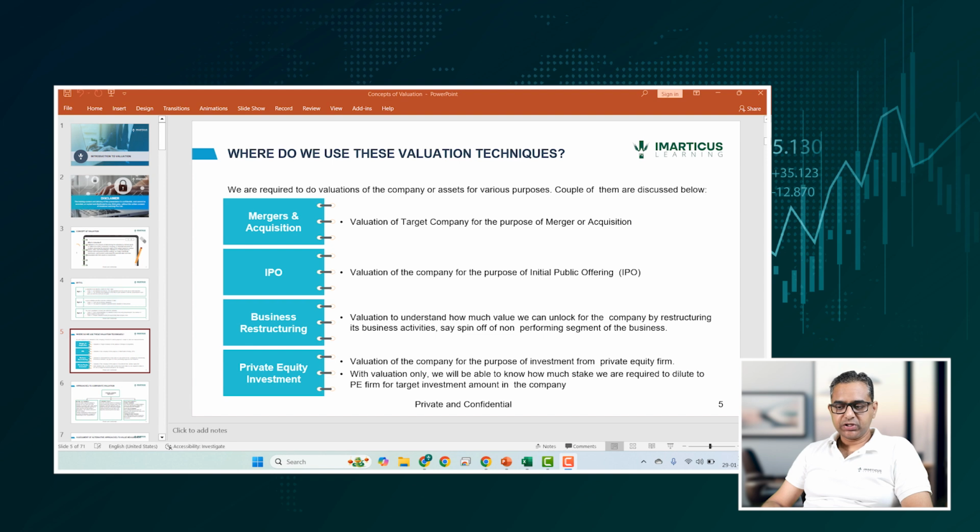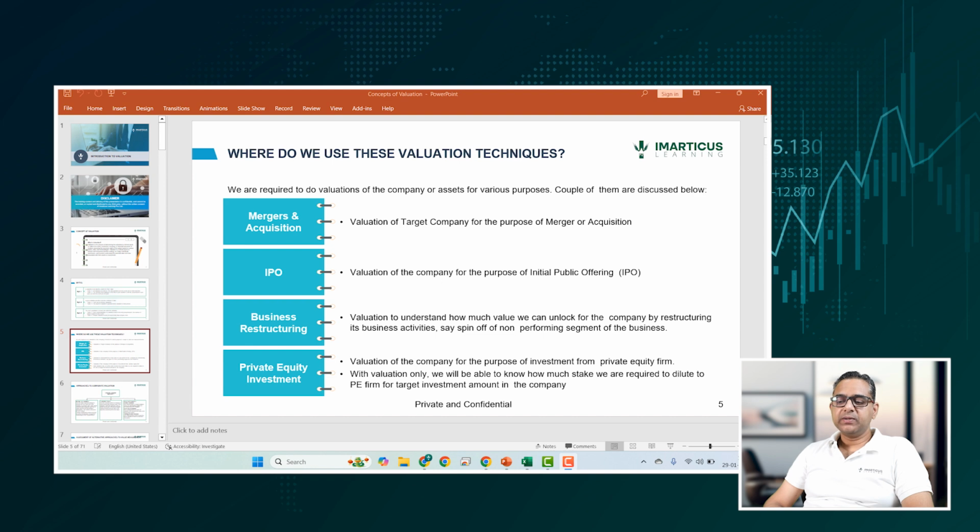Next, we have business restructuring. Valuation to understand how much value we can unlock for the company by restructuring its business activities, say a spin-off of a non-performing segment of the business. If you see some big companies, ITC has recently decided to spin off its hotels business. So ITC Hotels will be listed as a separate entity now.